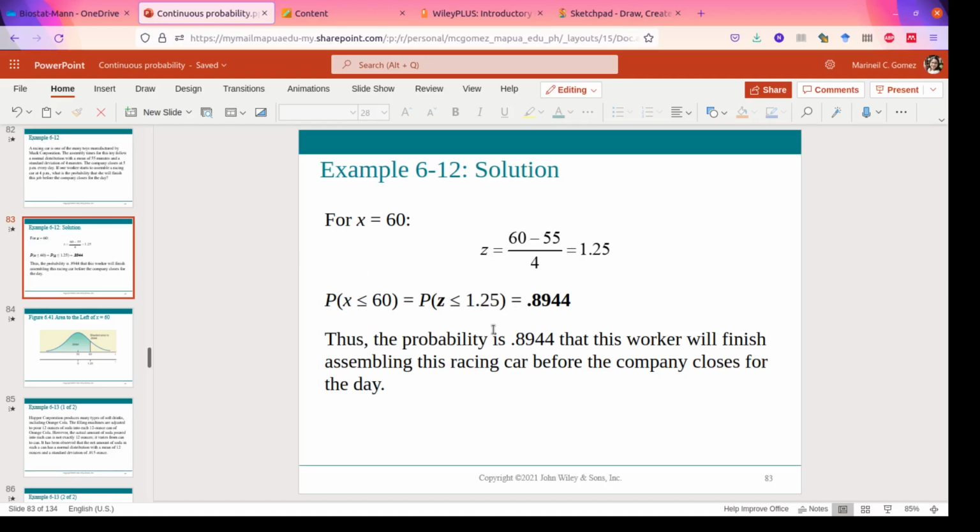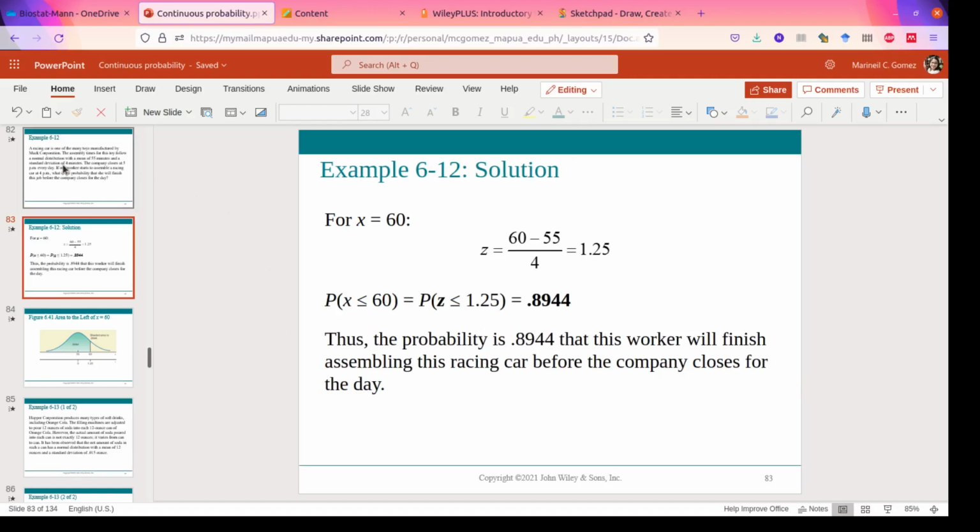So when we say that, what's the probability of the worker not finishing on time? That means the value of 60 minutes or greater. So instead of z is less than or equal to negative 1.25, it becomes z is greater than or equal to 1.25. That is not finishing on time.